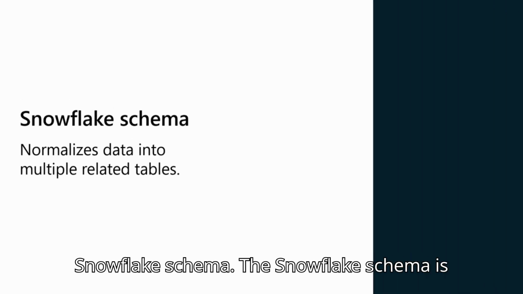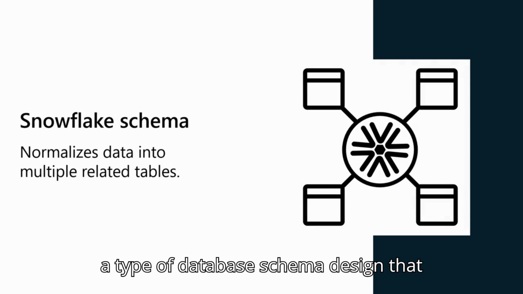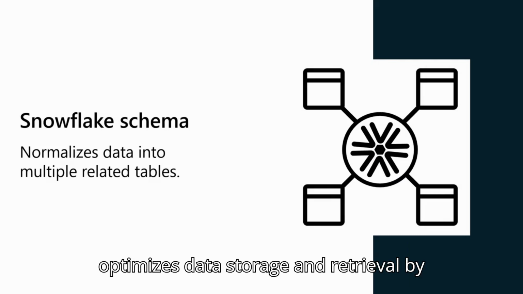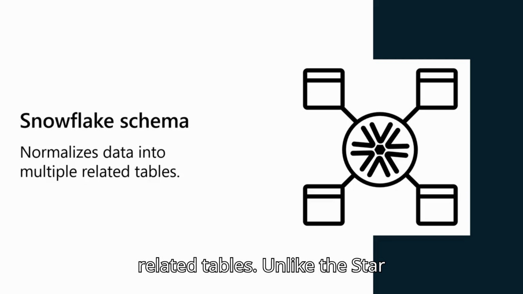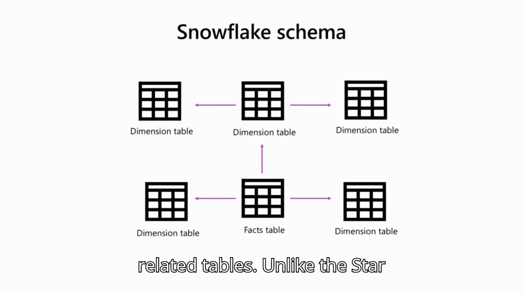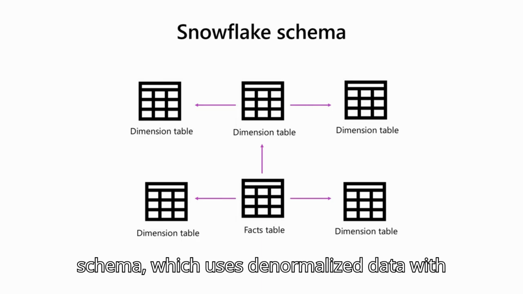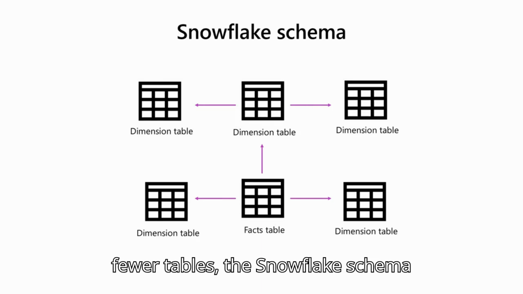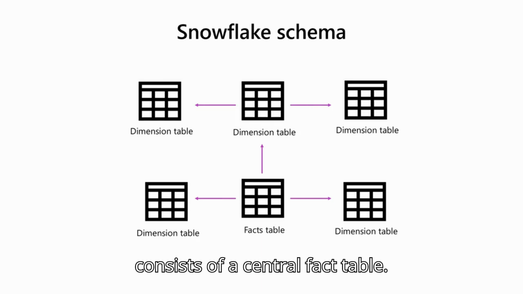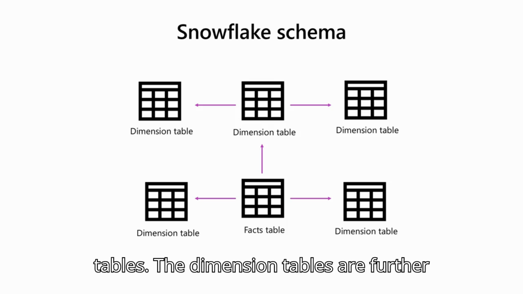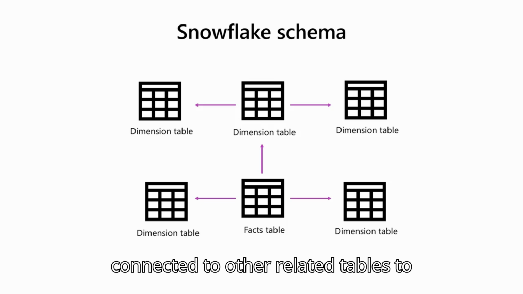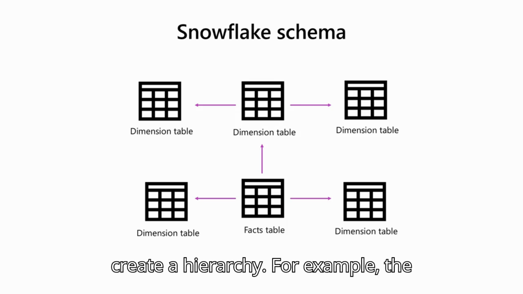The Snowflake schema is a type of database schema design that optimizes data storage and retrieval by normalizing the data into multiple related tables. Unlike the star schema, which uses denormalized data with fewer tables, the Snowflake schema consists of a central fact table connected to one or more dimension tables. The dimension tables are further connected to other related tables to create a hierarchy.